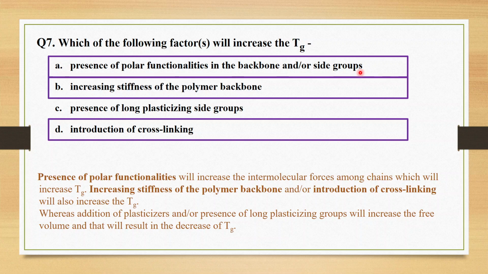In our case it was asked which of the factors will increase the Tg. Obviously, a long plasticizing group will decrease the Tg because of increasing free volume. So option C was not correct.